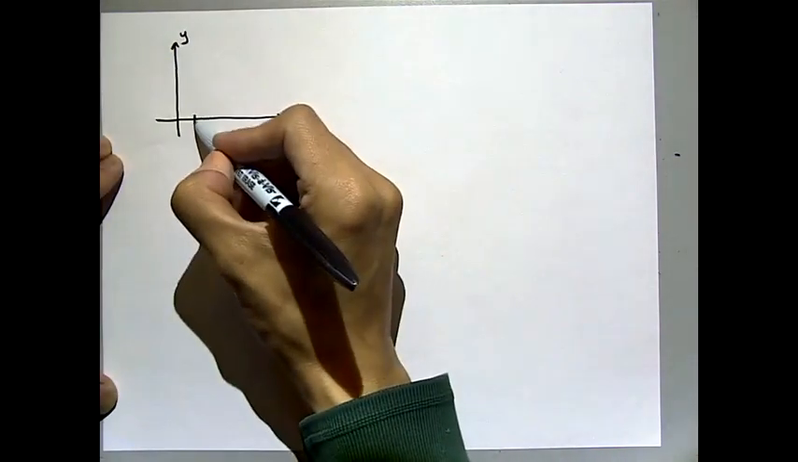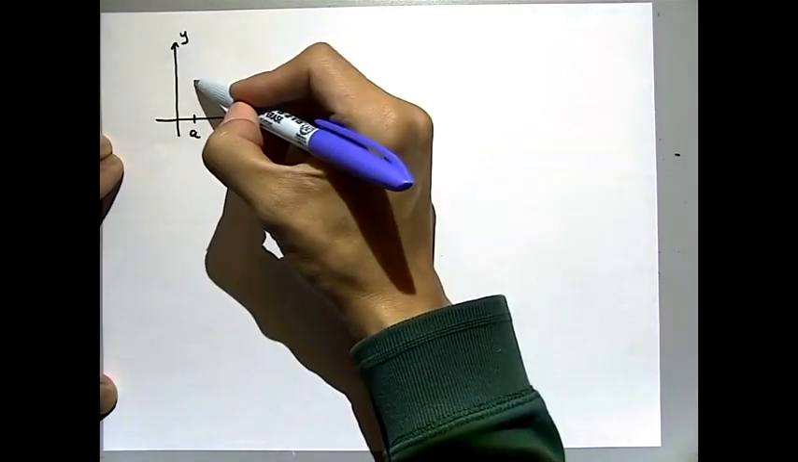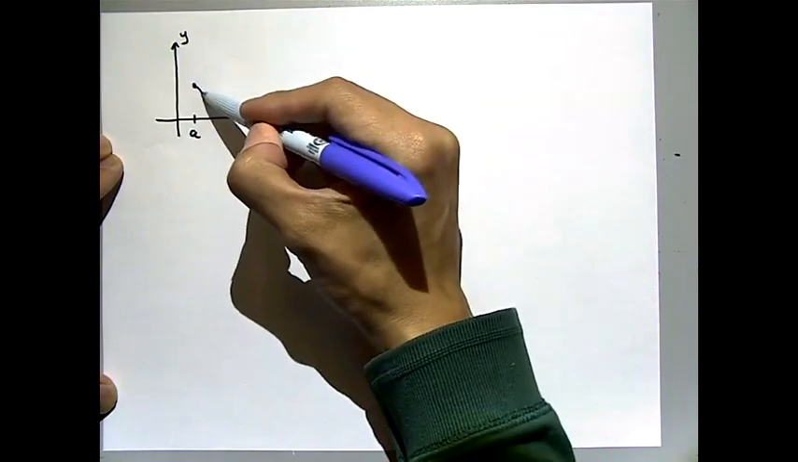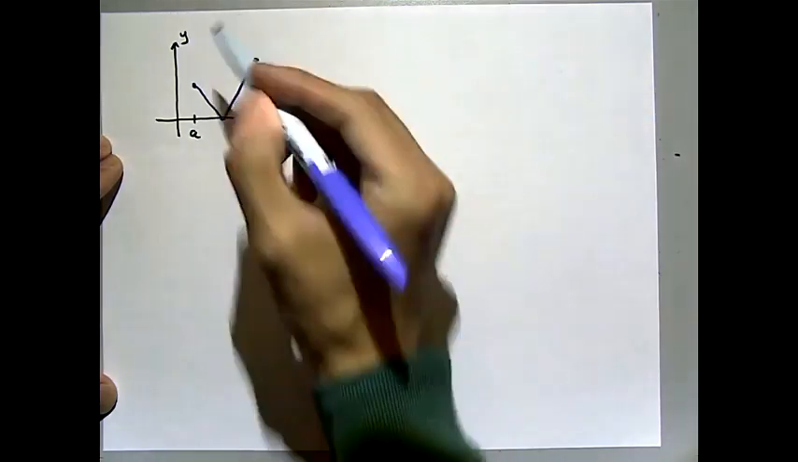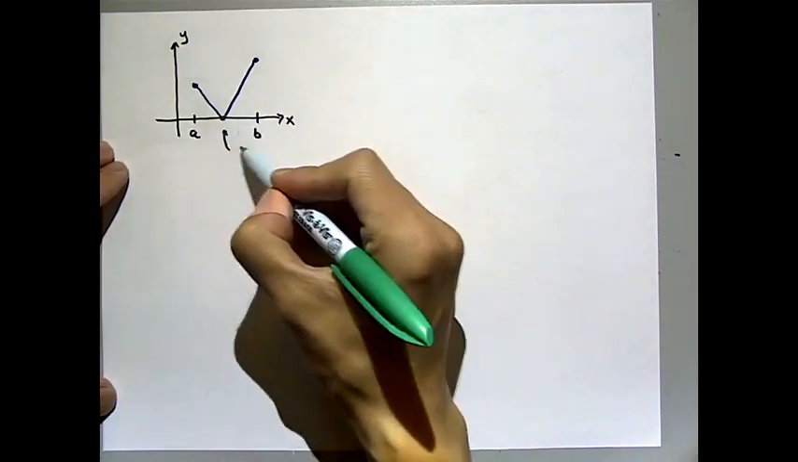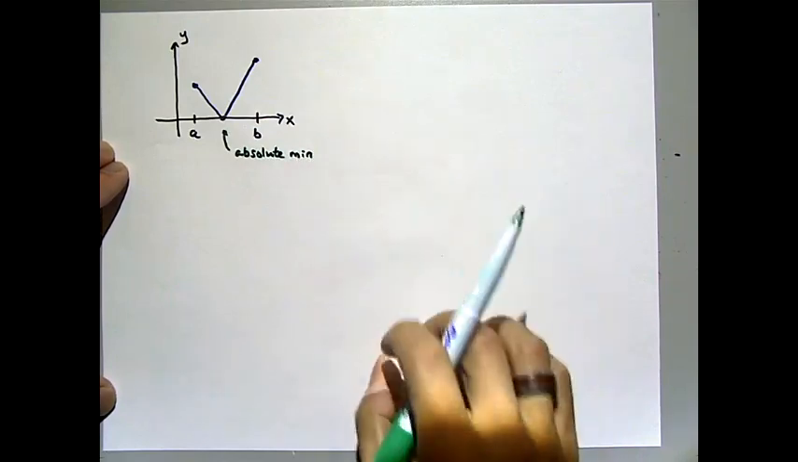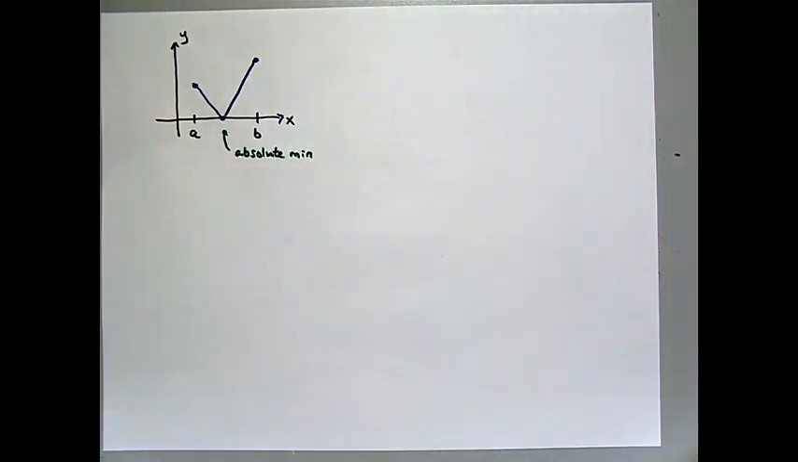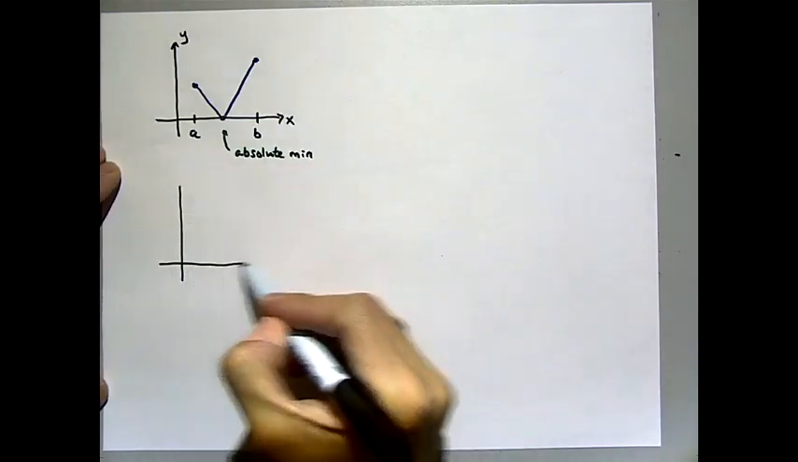For this one, I want it to look like this. Okay, so a check mark, V-shaped kind of thing. Again, focusing on just the absolute max and min for now. And I'll sketch one more, and then we'll point out the important features.